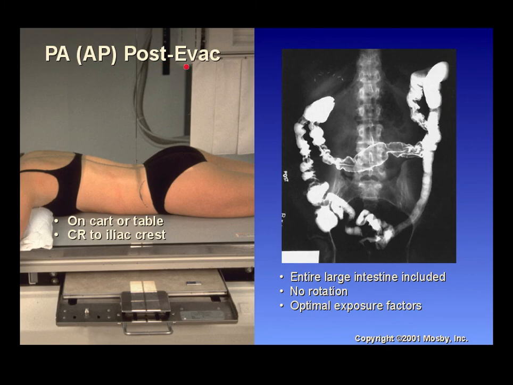So PA, AP post-evac, okay? So you're going to have the patient get off the table, go evacuate themselves as much as they can. Then they're going to come back, lay on the table, and you're going to image the entire large intestine, no rotation, and you're going to see that the intestine has shrunk down. It doesn't have all the air in it, doesn't have all the barium in it. That is going to show you that it is a post-evac, the last image when everything is done, okay?